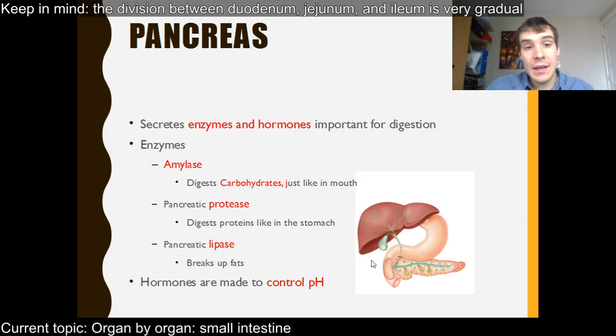to the duodenum. And some of the enzymes that it makes are amylase, the same enzyme that's in our saliva to break down sugar, break down carbs and starches. It also creates protease, which is an enzyme that digests proteins, kind of like in the stomach, but it works at a different pH level. And it also secretes lipase, which breaks up fats. The pancreas also controls the pH. So it takes it from acidic to basic so that the fats can get broken up better and other things can get broken up better.